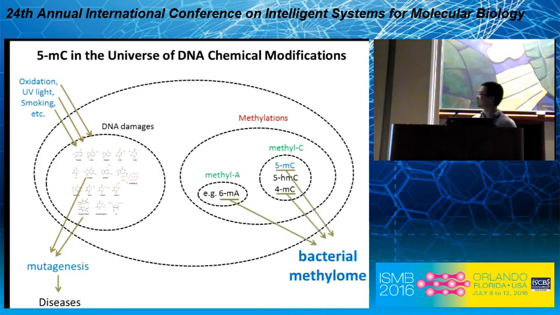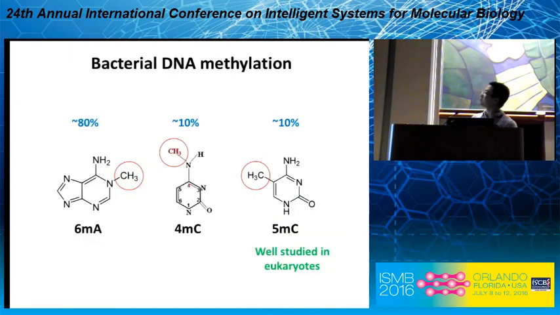But today, our focus will be on the bacterial methylome, which is comprised of these 3 types of DNA methylation: 6-mA, 4-mC, and 5-mC. If we take a closer look at these 3 types, you can see 5-mC in bacteria only represents 10% of the DNA methylation landscape, which means if we really want to study DNA methylation in bacteria, we have to look at the others, especially 6-mA, which represents 80% of the landscape of the bacterial methylome. But you may ask, why do we want to study them?